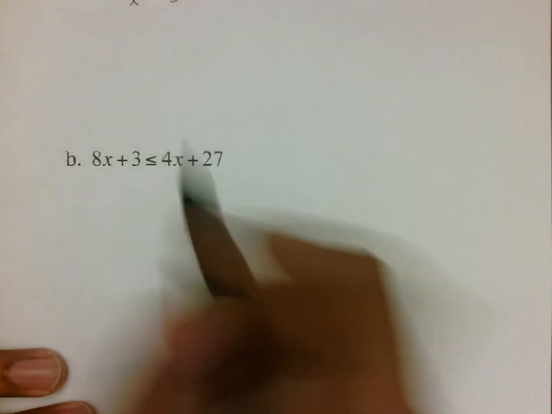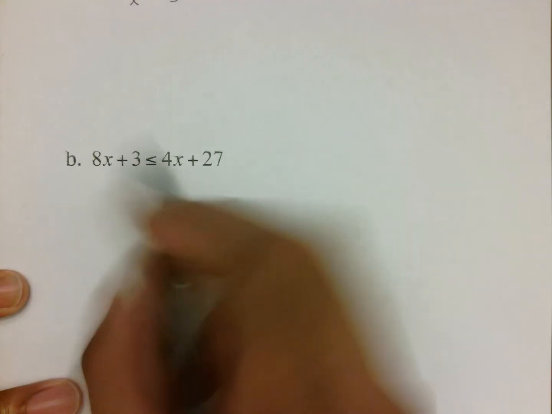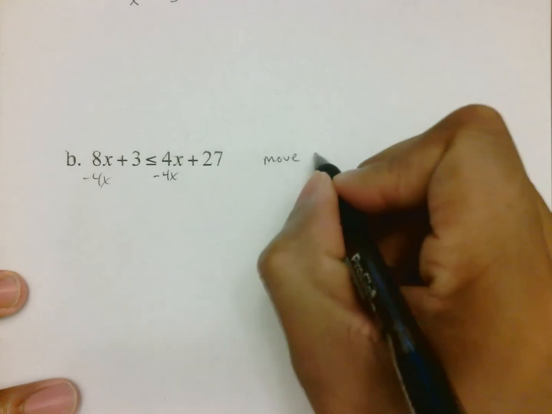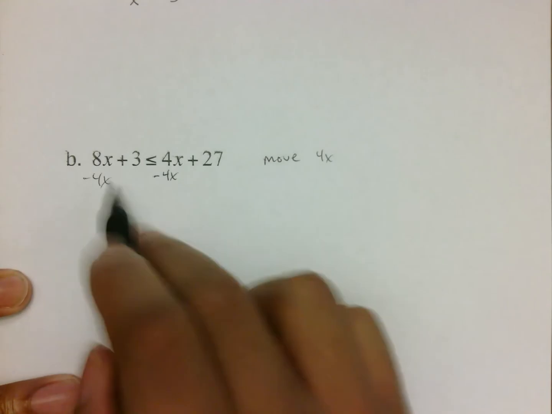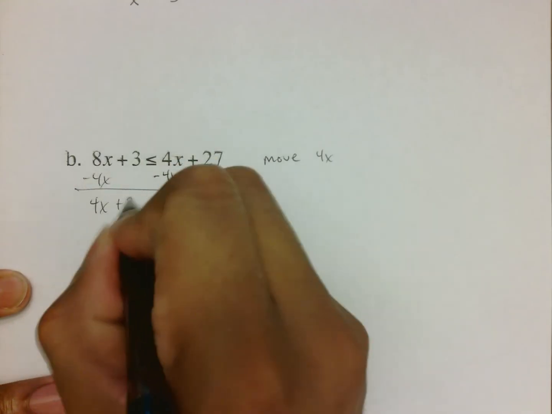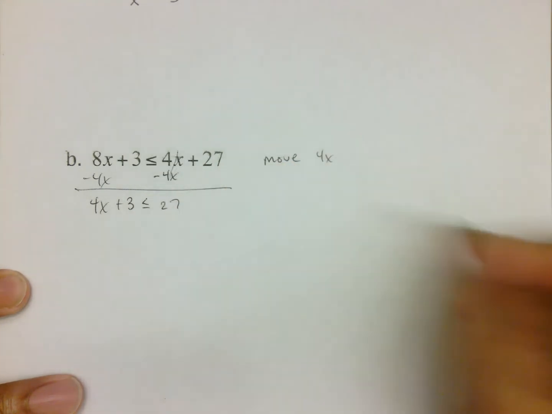Example B. We've seen this problem before. This is the one where I've told students to pick the smaller one and move it. So we're going to move our 4x over here. Again, make sure you write the steps because this has a point to it. Moving 4x is going to be subtract 4x. 8x minus 4x is 4x plus 3. Less than or equal to, that goes away. 27.